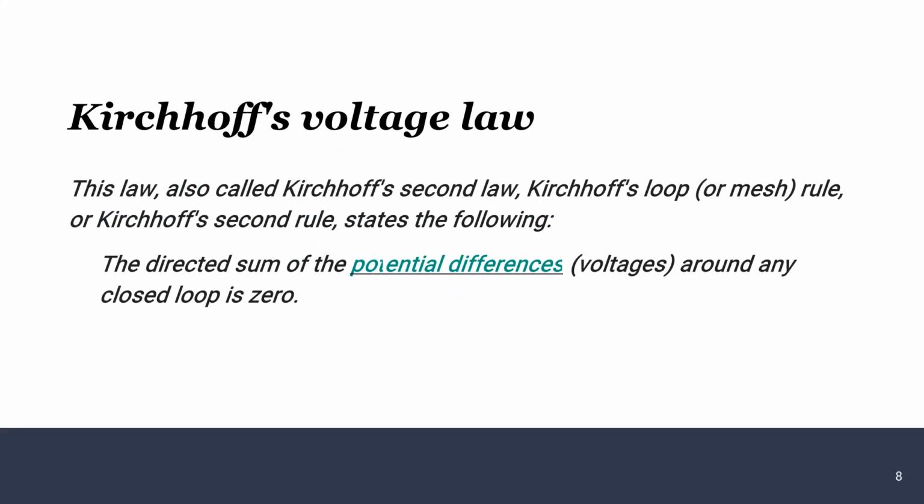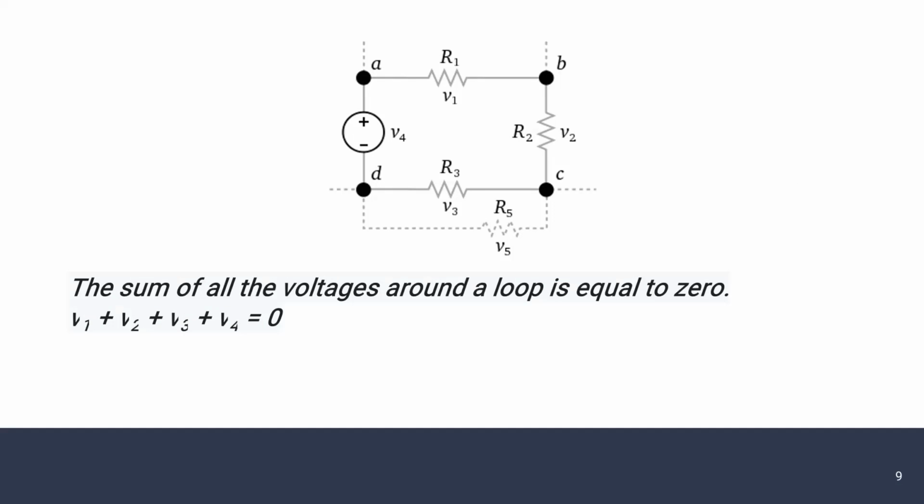Let us consider Kirchhoff voltage law, also known as KVL. This law, also called Kirchhoff's second law, Kirchhoff's loop or mesh rule, or Kirchhoff's second rule, states the following: the directed sum of the potential differences (voltages) around any closed loop is zero. The sum of all the voltages around a loop is equal to zero.